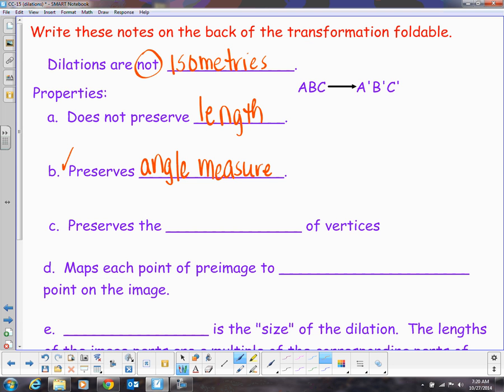A blueprint. The floor plan of a blueprint is the dilation of the actual floor plan of your house when it's built. Dilations do preserve the orientation of vertices. Why are these going to be a whole lot more noticeable than the other four? Right, they're going to be different sizes. One's going to be big, one's going to be little. But the orientation does not change. And again, it maps each point of the pre-image to only one point on the image.